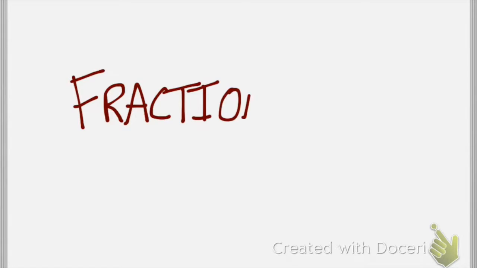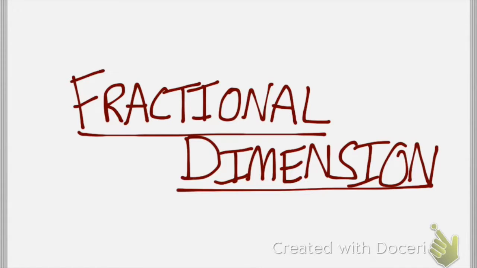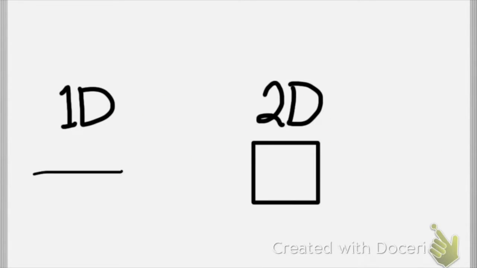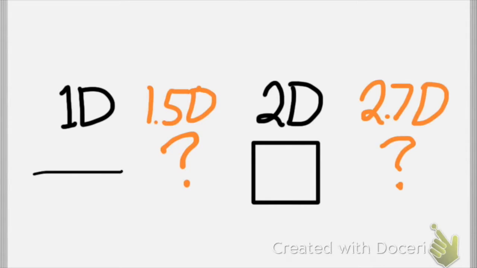Remember the part of the definition that said fractional dimension? It's easy to picture a one-dimensional line or a two-dimensional square, but how on earth could something exist at a dimension of 1.5 or 2.7? The answer lies in fractals.